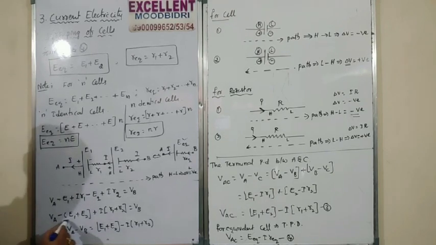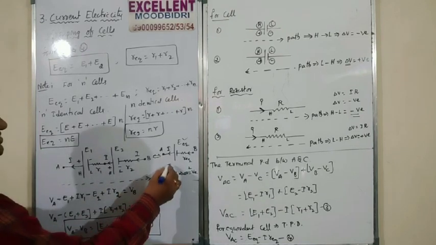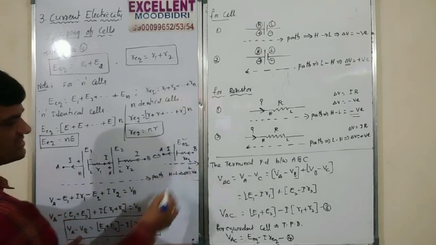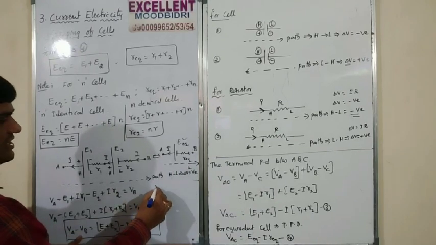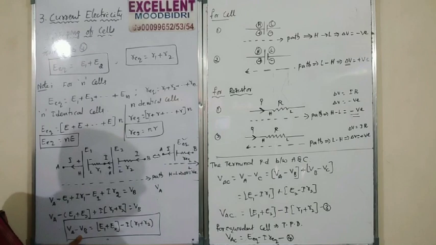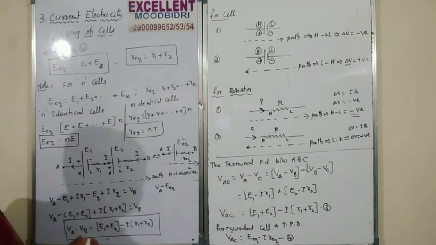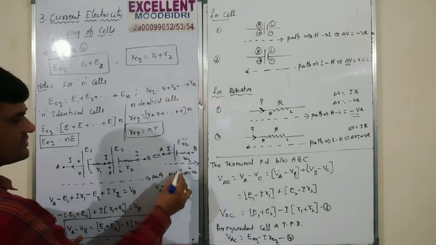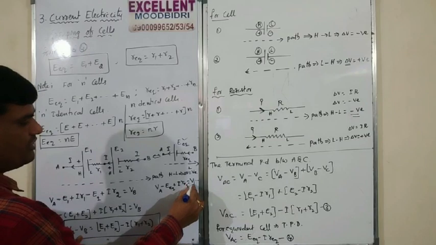But in examination, you can follow the first process only, as it is a 3-mark question. So VA minus VB is the terminal potential difference. Here also you can compare this one. Going in this direction, at point A we have VA, minus E equivalent plus I into R equivalent is equal to VB.